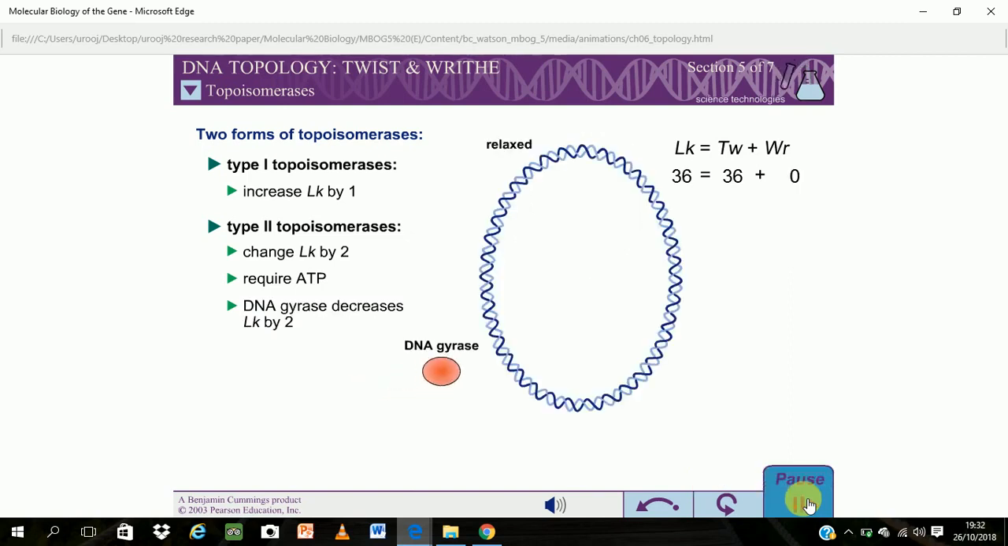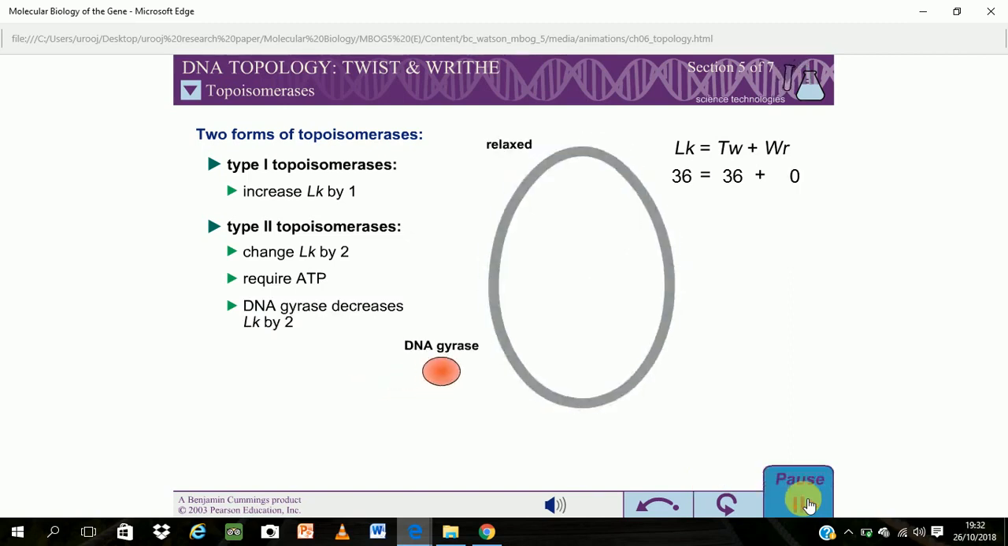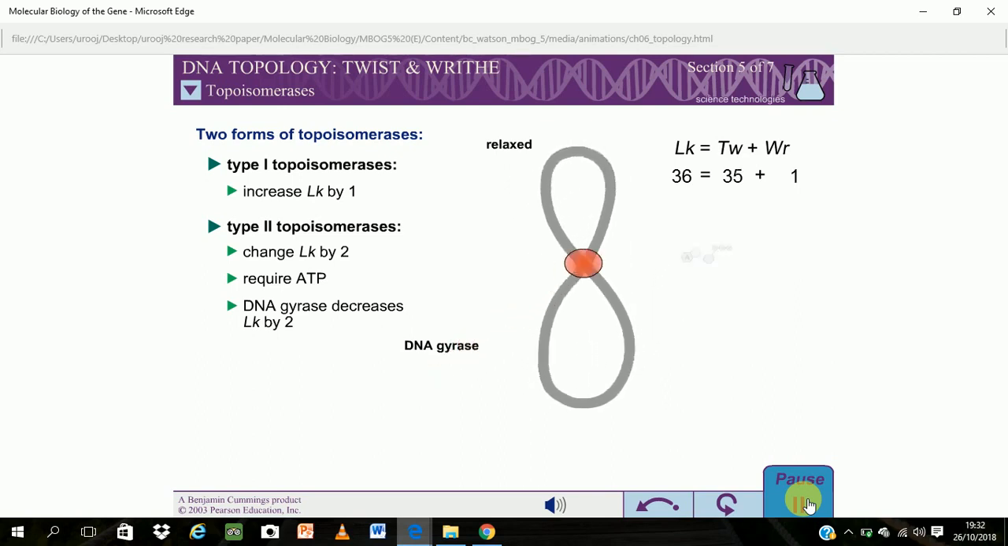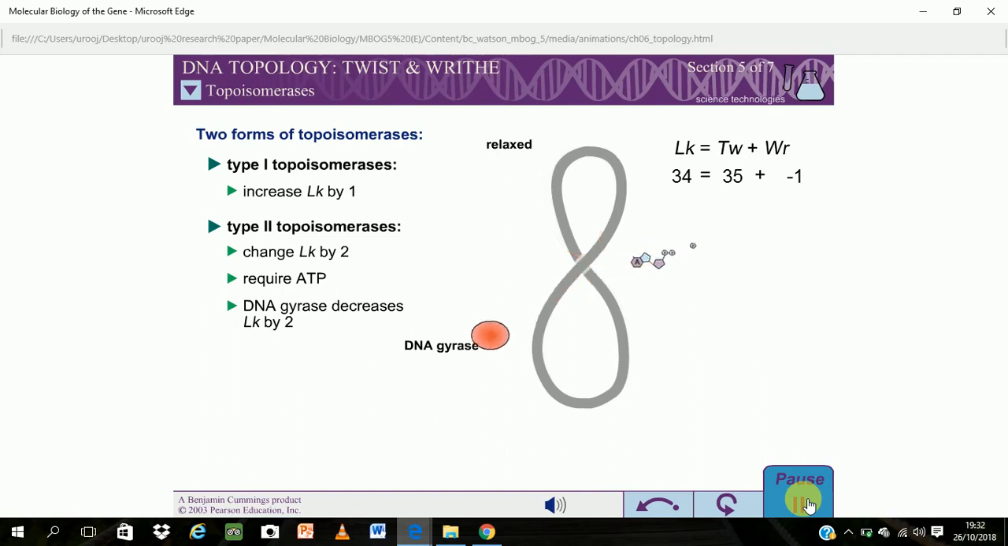Prokaryotes have a special type 2 topoisomerase called DNA gyrase. DNA gyrase decreases linking numbers in steps of 2. DNA gyrase is responsible for the negative supercoiling of chromosomes in prokaryotes.